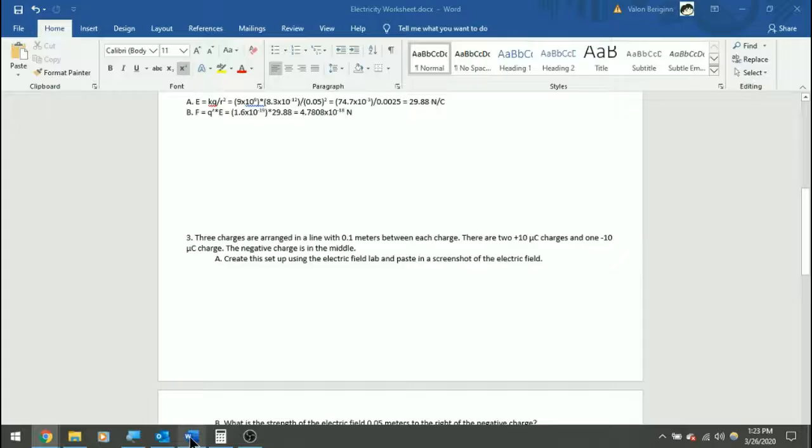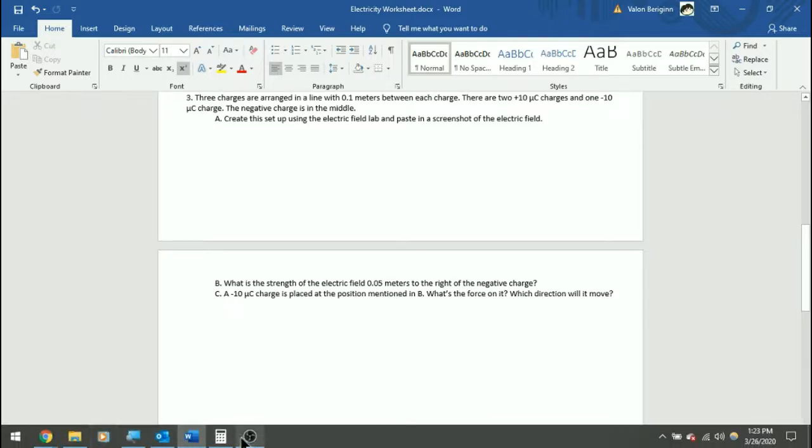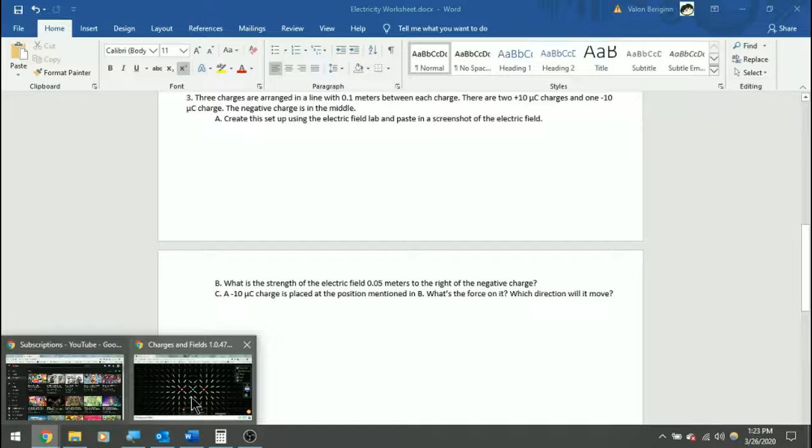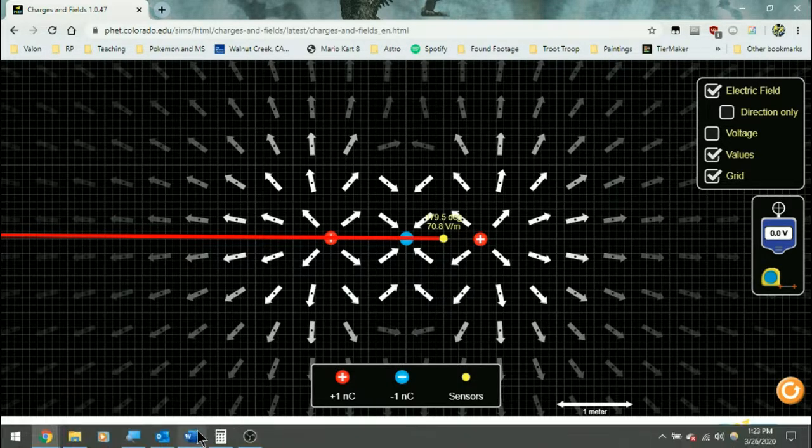But anyway. Okay, so actual numbers. What is the strength of the electric field 0.05 meters to the right of the negative charge? Again, the scale of this is wrong, but in other words, I want to know what is the strength of the field here. That's what I want to know to see what we can get from that answer.